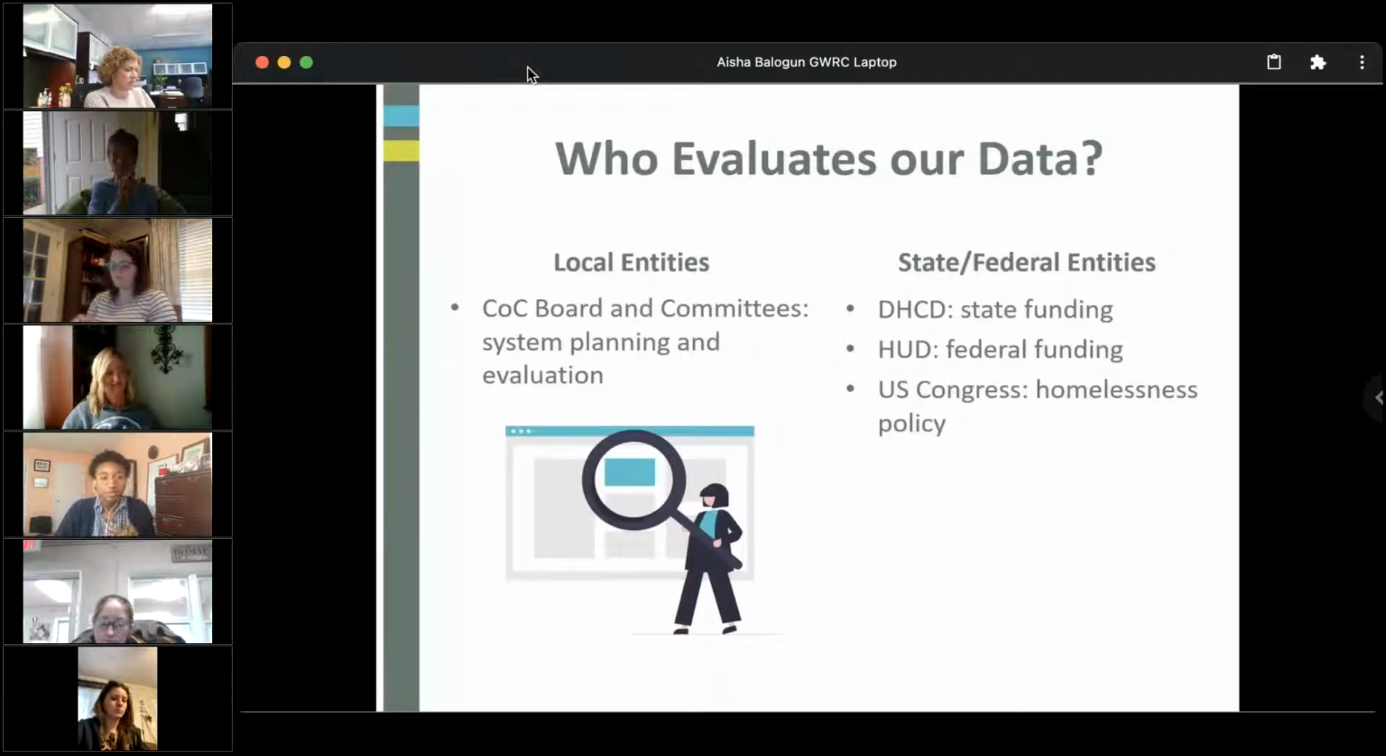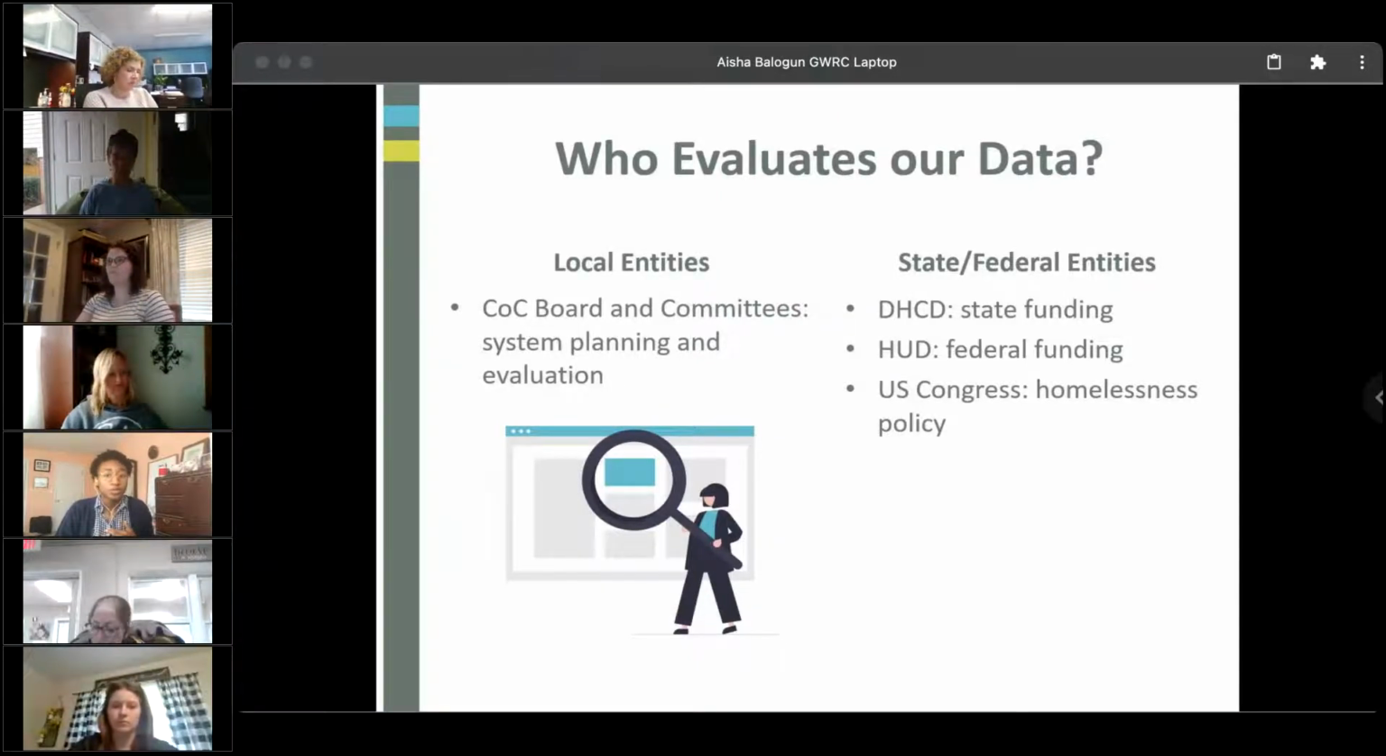But past just internal uses of HMIS, we also have others who are evaluating our data. So on a local level, the COC board and committees are pulling data from HMIS to understand how our system is working, to inform decisions around system planning and system evaluation.